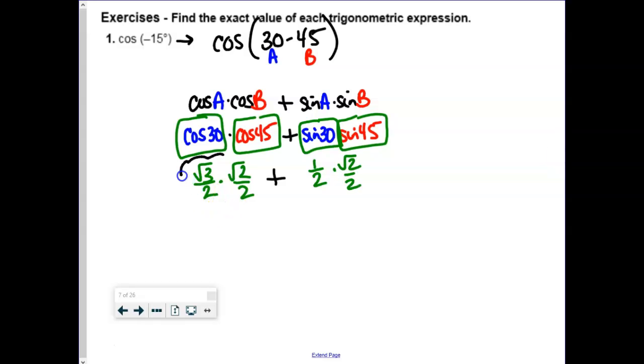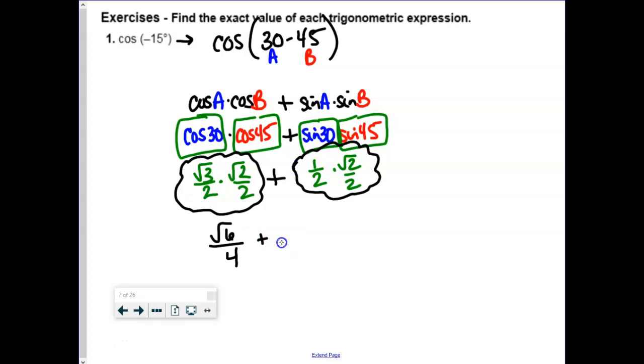So when I look at these multiplication questions, I smush those numerators together, and this becomes the square root of 6 over 4. This guy becomes square root of 2 over 4. And they do have common denominators, which means my exact perfect answer for us would be square root of 6 plus square root of 2, all of it over 4.